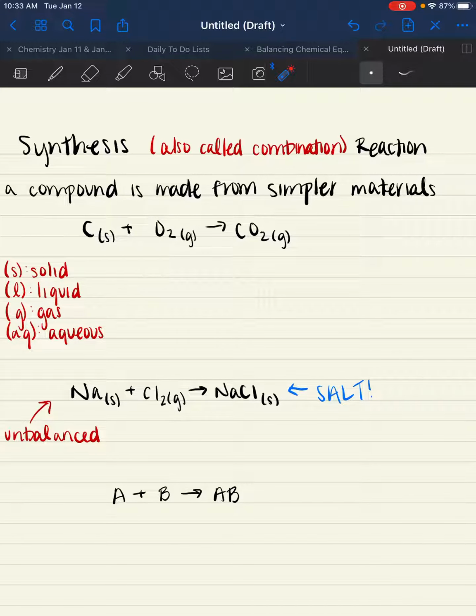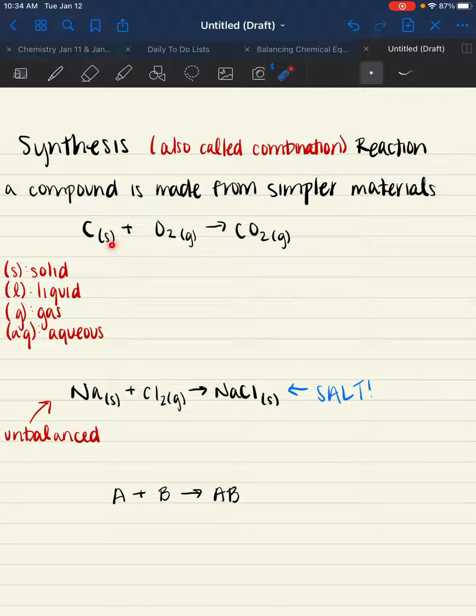So here is an example right below. We have carbon, and then notice this little thing in parentheses next to it. We'll talk about that in just a second. Carbon and oxygen, and we're getting carbon dioxide. Notice carbon dioxide is more complex than either carbon by itself or oxygen by itself.